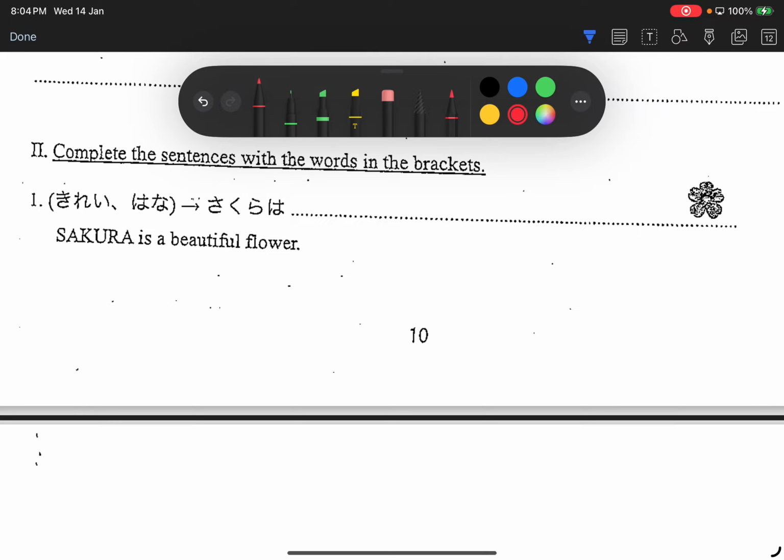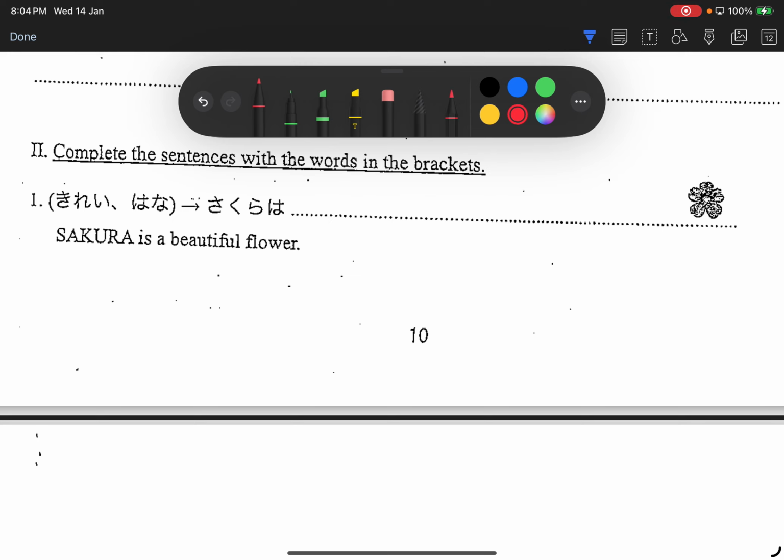Okay, next one. Complete the sentence with the words in the bracket. Alright, so in this case, in the bracket we have きれい and 花. So, Nobel, さくらは? I'm not sure if I did this correctly. Just try. We put the word. さくらはきれい花です。Okay, きれい is an い adjective or a な adjective? な adjective. So do you want to try again?